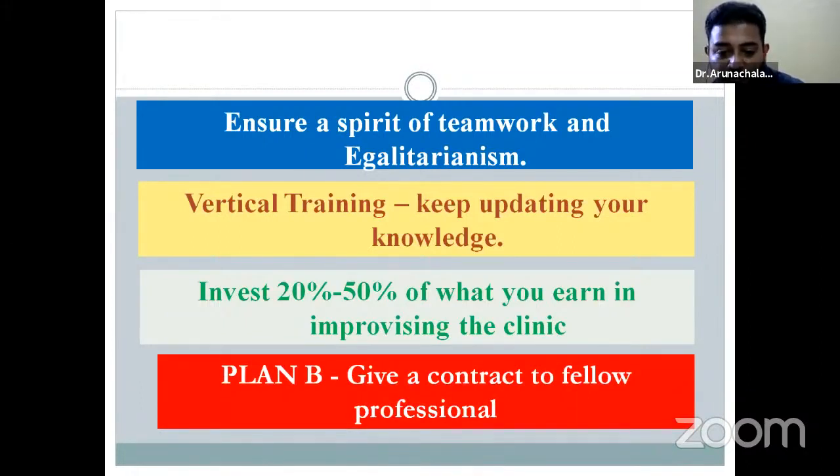Okay, if you are not able to do all these things, as a physiotherapist you say, sir, I'm very busy, I can't spare my Sunday. Plan B: give this on contract to a fellow professional. If you have a very good friend who is very trustworthy, who can do this on his own, just give your clinic for rent. I have done this for one of my branches, where I have let it out on a lease to a friend who was very eager to do this. So you can also contract your clinic to another physiotherapist, preferably. If there is no physiotherapist, you can rent it out to a diabetologist. But this idea is vital.